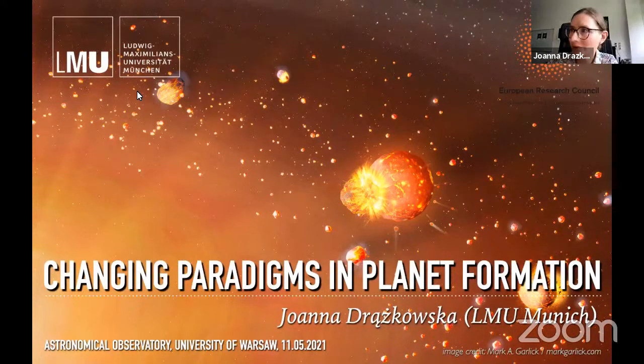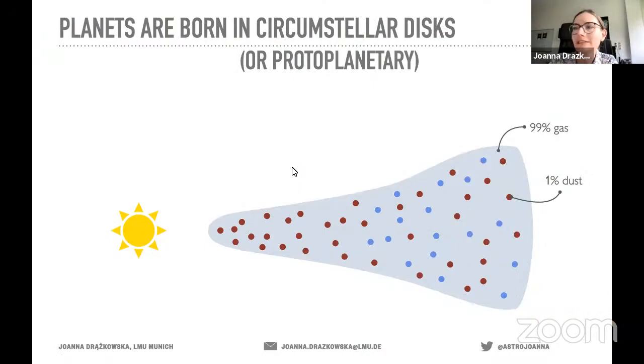So to start from the beginning, planets are formed in accretion disks that are surrounding young stars. And we call those disks circumstellar or protoplanetary disks. Those disks consist mostly of hydrogen and helium gas, with about 1% of heavier elements that condense out in the form of dust grains. And out of those dust grains, then planets have to form. And the whole problem is to understand how this exactly happens.